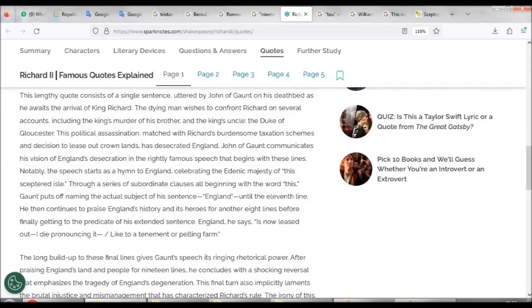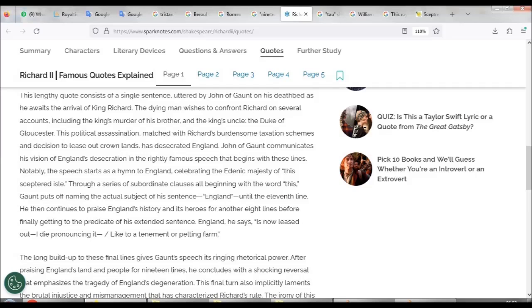You could read this lengthy quote in Richard II. This lengthy quote consists of a single sentence uttered by John of Gaunt on his deathbed as he awaits the arrival of King Richard. The dying man wishes to confront Richard on several accounts, including the king's murder of his brother and the king's uncle, the Duke of Gloucester. This political assassination, matched with Richard's burdensome taxation schemes and decision to lease out crown lands, has desecrated England.